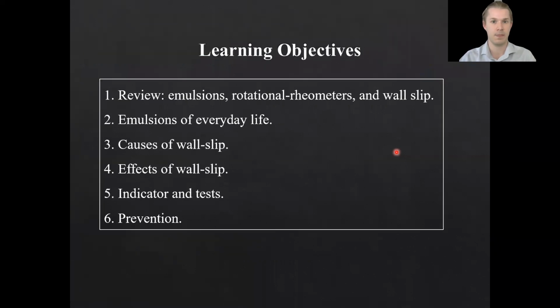Diving right in, we're going to discuss a few topics today. First, from our previous lectures, we will review what emulsions are, rotational rheometers and important parts, and what wall slip is. We'll talk about why this is important through the vein of emulsions being part of our everyday lives. We'll talk about the causes of wall slip, the effects of wall slip on both our classical rheometry and oscillatory shear, the indicator and primary tests for wall slip, and some preventative measures to avoid wall slip from occurring.